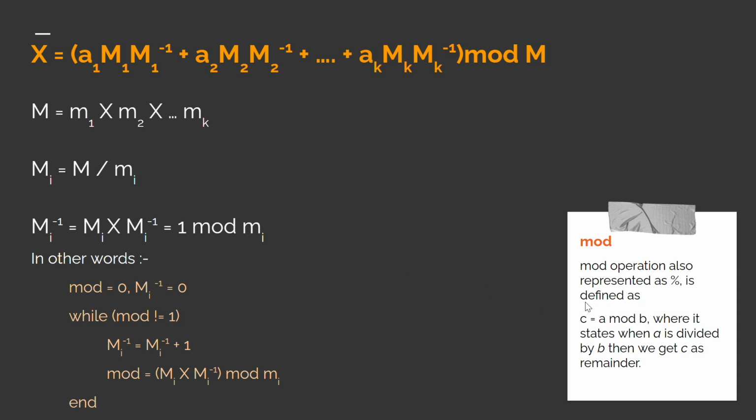The mod operation can just be said as that if c is equal to a mod b, it means that when we divide a by b, we get a remainder c. So in other words, we can find Mi inverse in the way that we start with a mod value 0 and Mi inverse value 0, and then we first increment Mi inverse to 1, multiply it with the Mi and check if the mod value comes 1. Until the mod value comes 1, we will keep incrementing it, and when we find the mod value 1, that is our value of the Mi inverse.